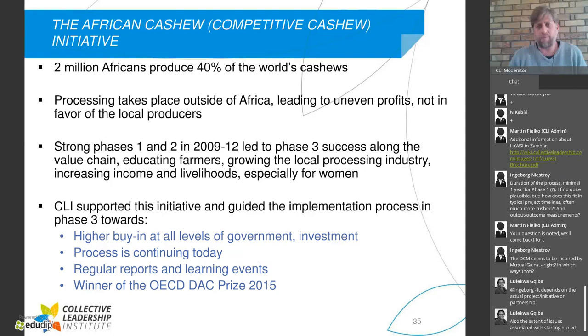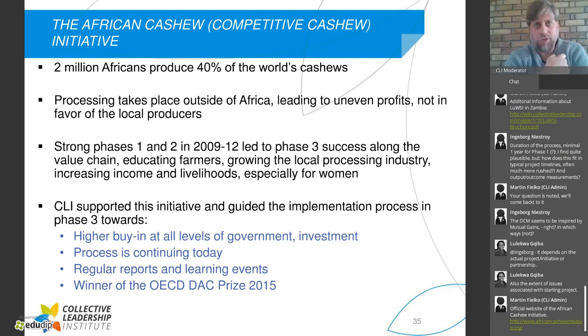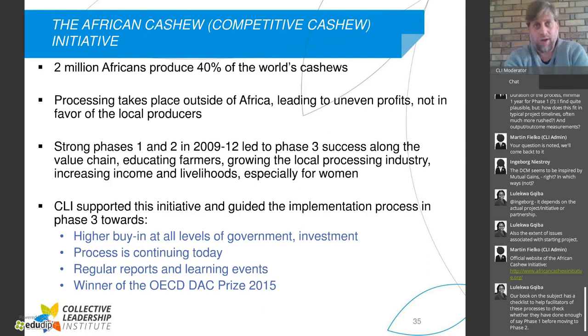African Cashew Initiative. And that's actually now moved from a successful phase three into a phase four. But in 2009 to 2010, the Collective Leadership Institute was advising and guiding this process in five African countries. It was implemented by the German government, by the Bill and Melinda Gates Foundation, and by some private sector partners. And the objective of this initiative was to increase the competitiveness for smallholder cashew farmers and cashew producers in five African countries.